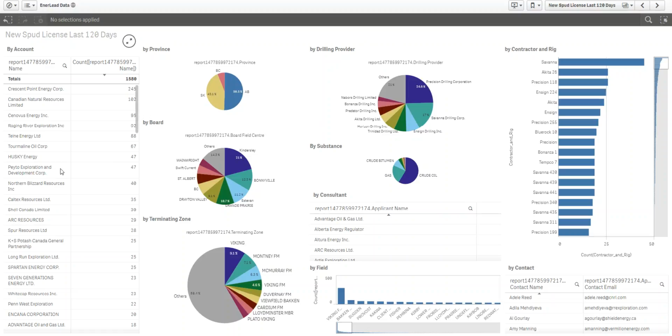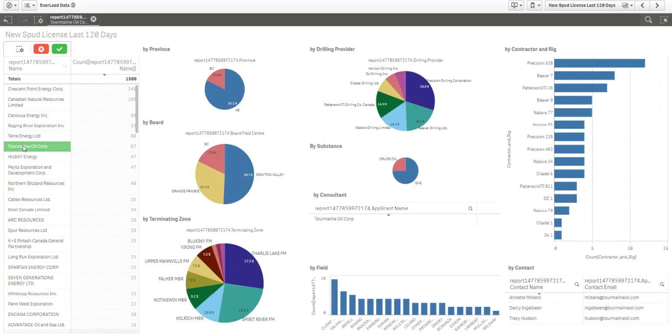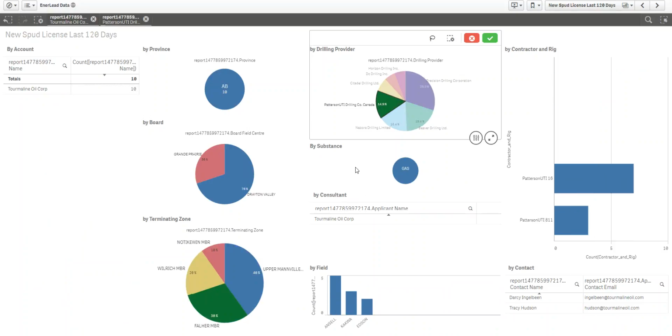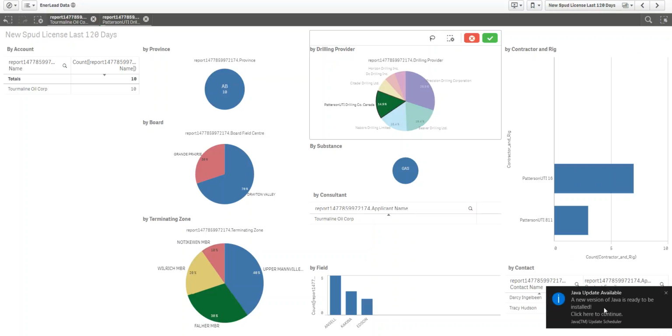So if I happen to be wanting to do business with Tourmaline and knowing which rigs are operating and which providers are operating with them, I can click on Tourmaline, and when it brings up Tourmaline, here are the different drilling providers that they're working with. And then I can specifically come in and say, well, let's look at what they're doing with Patterson. So we've got 2 rigs, and the total amount of wells that they've been drilling. It's gas.